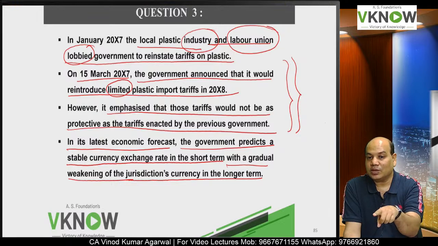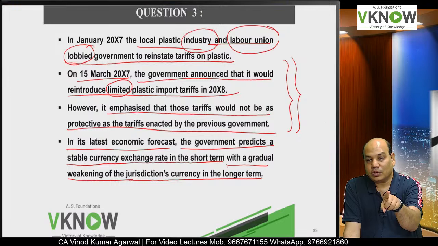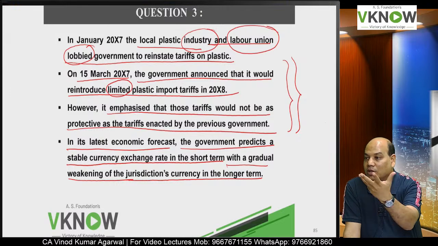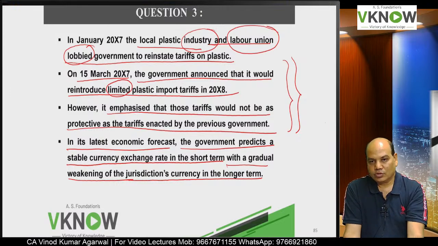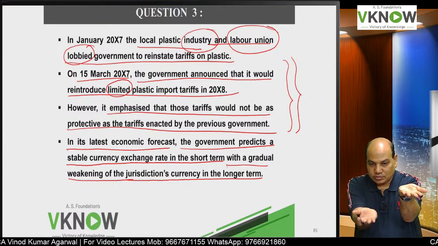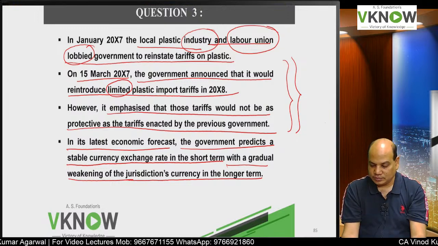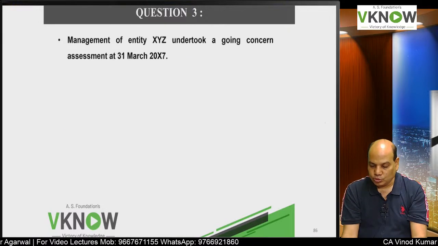So if the rupee starts depreciating, good news for the exporter, but bad news for the importer. So import will become expensive. So the government will introduce a tariff, import will become expensive. The rupee will depreciate, export will become more profitable. So some hopes have arisen now.